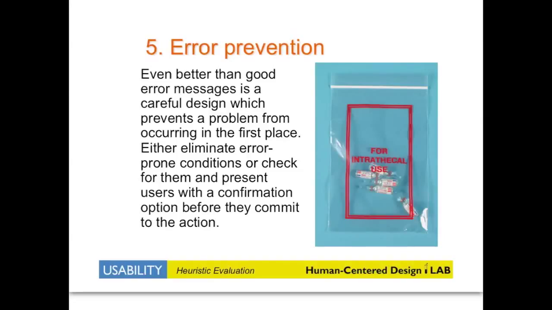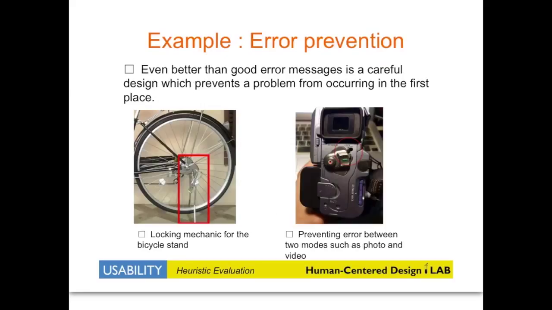Error prevention. An error message is quite good to prevent the problem and eliminate error-prone conditions. So in the example, they have some type of warning for authorized use only. So this one will inform the user before they commit to the action. Error prevention.